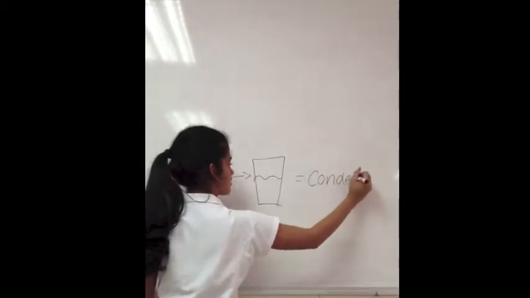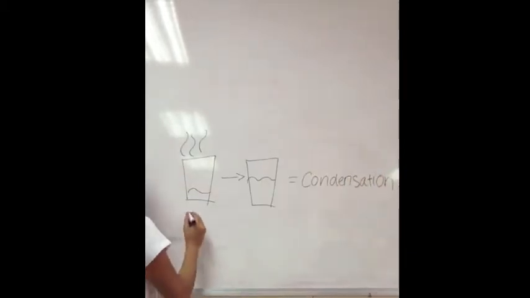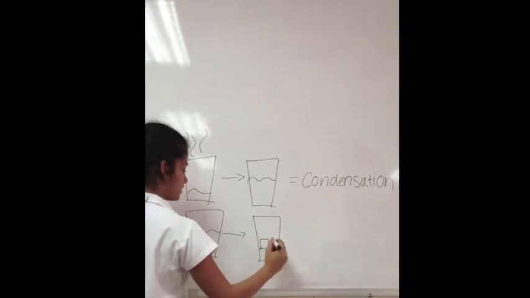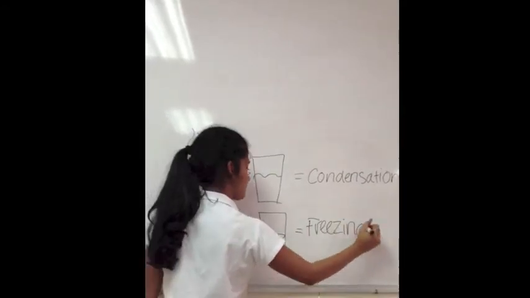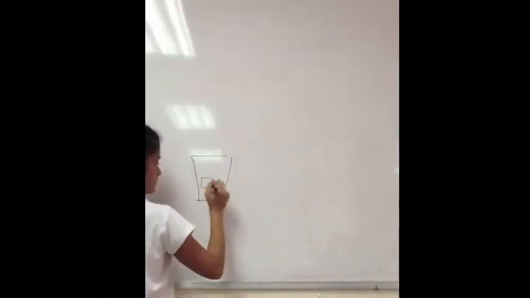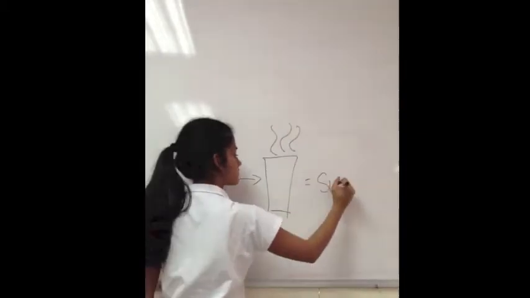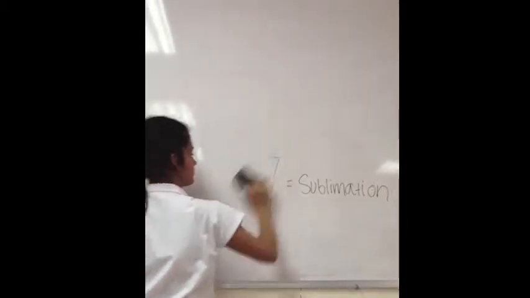Gas to liquid is called condensation. For example, water vapor to water. Liquid to solid is called freezing, like water to ice. This is an uncommon process, but solid to gas or gas to solid is called sublimation.